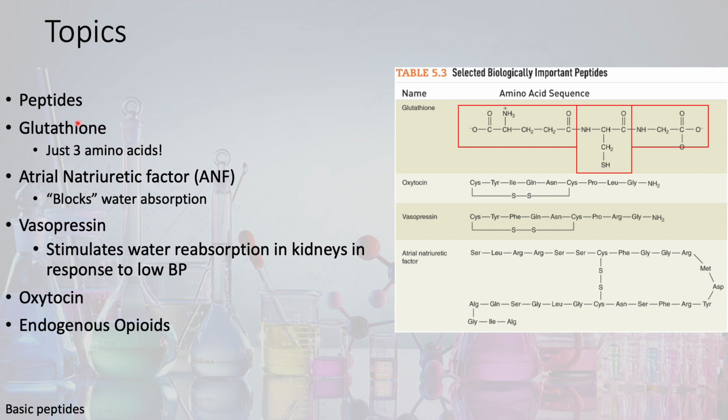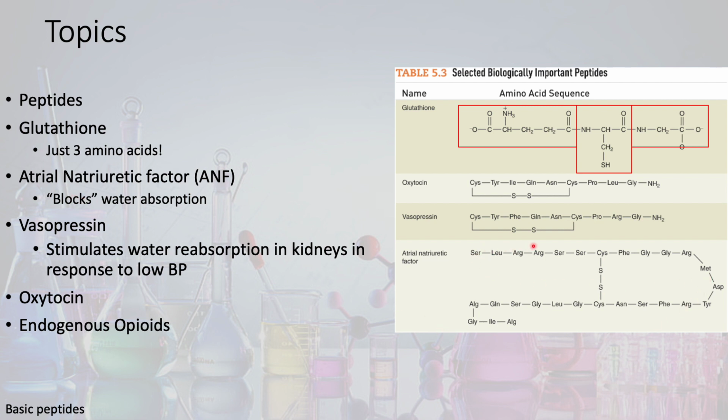And glutathione has a big job, right? It's involved in some detoxification processes, involved in oxidative stress responses, and a number of things. And again, it's only 3 amino acids long, and it has an incredibly important function. So the second one on our list here, atrial natriuretic factor, or ANF, helps block water reabsorption, right? And it's down here.